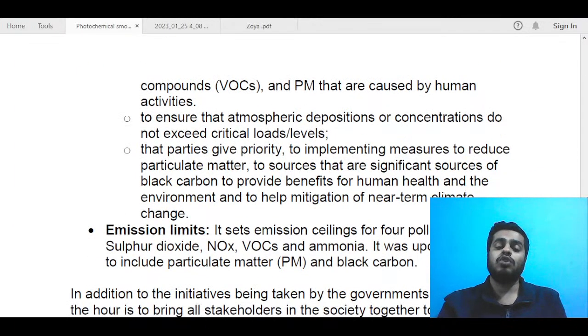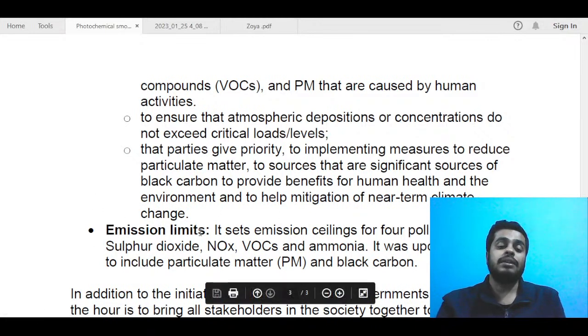So basically, you had to talk about these four compounds, and later, if you remembered, you could have added that particulate matter and black carbon was also added to this list. So the next point also talks about basically emission limits. It set emission ceilings for four pollutants. It was updated in 2012 to include particulate matter and black carbon.